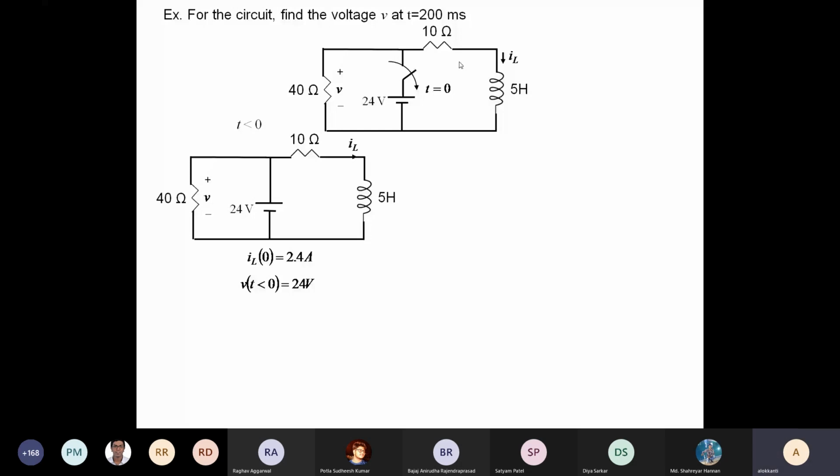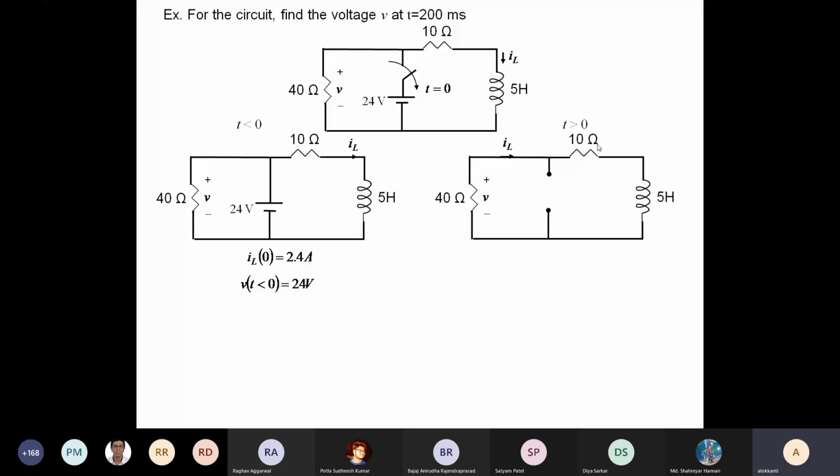But the other situation is when the switch is operated, that is t greater than 0, and now as the switch is operated, we basically have a different circuit. This is the circuit when the switch is operated. There is the 40 ohm resistance, the 10 ohm resistance, and the 5 Henry inductance in the circuit. The battery is totally removed because as soon as you operate the switch, it has no role, because it is disconnected.